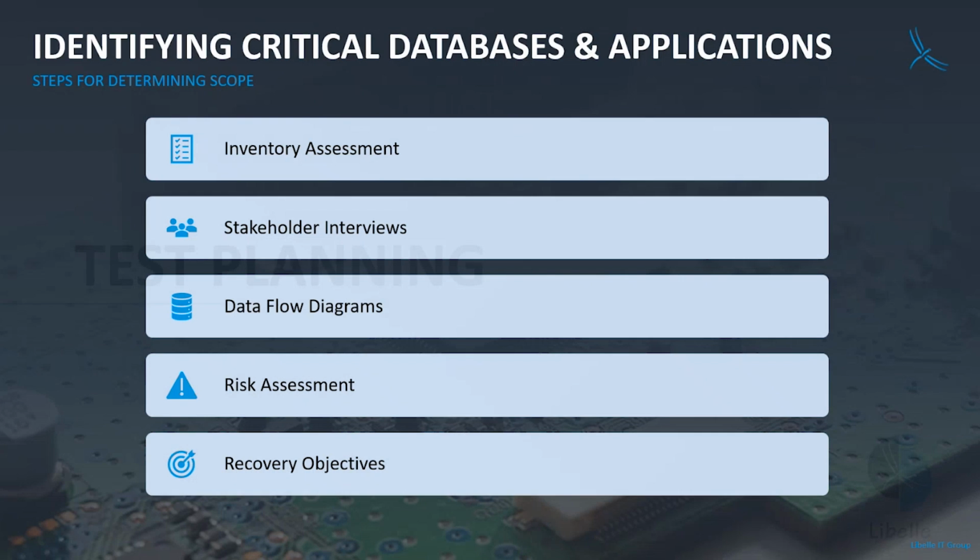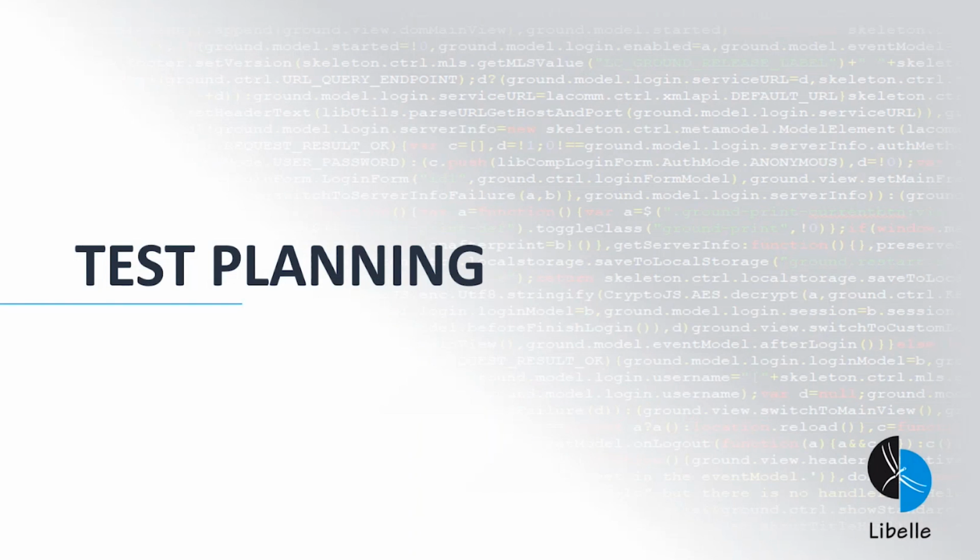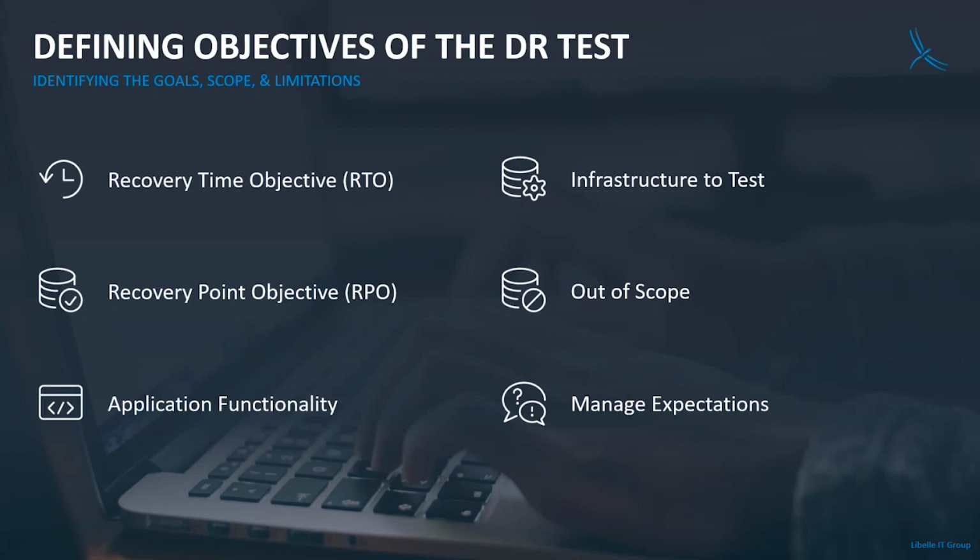Then we need to plan our test. So first, we need to define the objectives. That is identifying the goals. The first one is the recovery time objective. How fast should the system become available in a DR scenario? Then there's the recovery point objective, which is how much data we lose in a DR scenario. Next is the application functionality. So do the applications function correctly after recovery? Are the critical functions that our users need available?